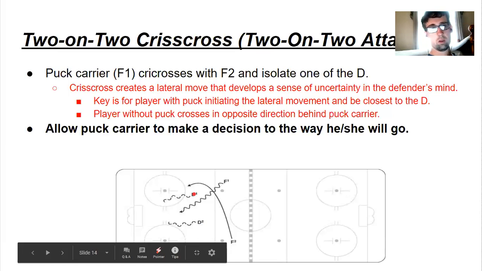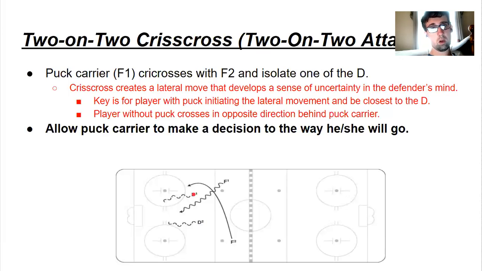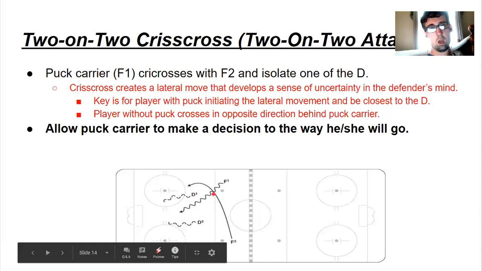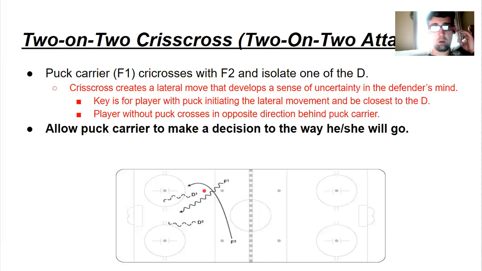In the defender's mind, the key is for the player with the puck to initiate the lateral movement and be closest to the D. So if forward one has it, or forward two has it, one of them, it creates an uncertainty in the defender's mind. This is key for initiating the lateral movement and being closest to the D, along the defensive man.